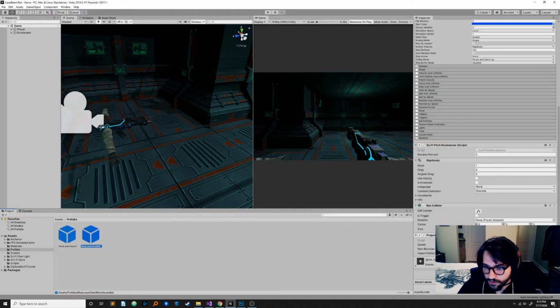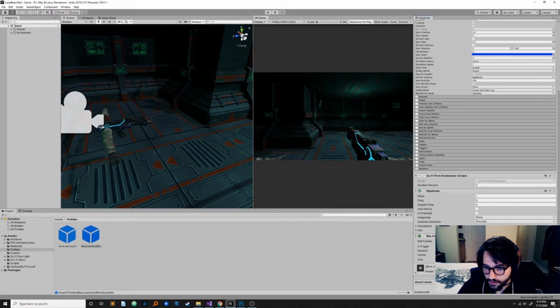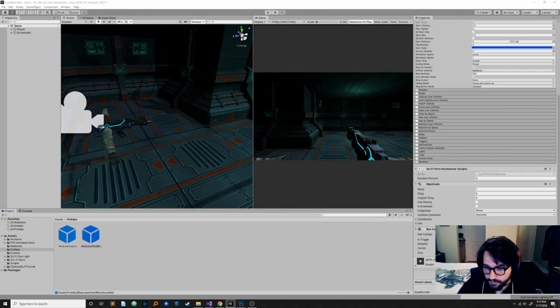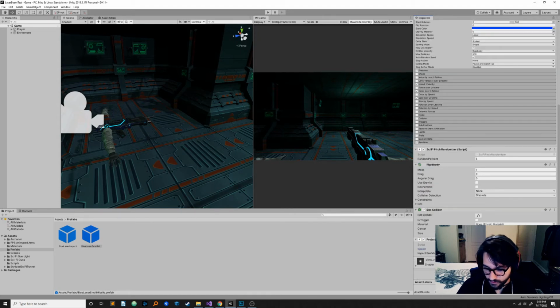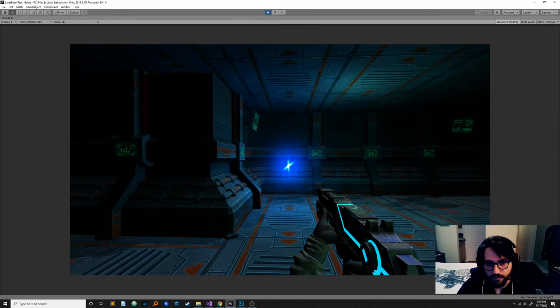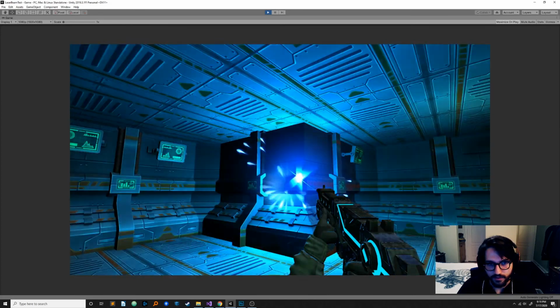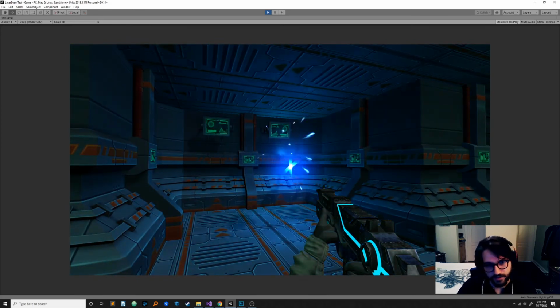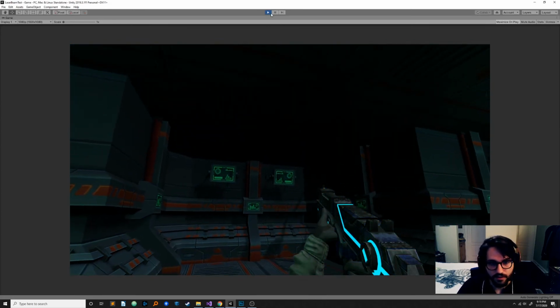Going to remove the projectile laser, and I'm going to add this basic projectile script, and I'll go over what the script is doing. So it's going to be our impact prefab. If I now play the game, I will end up with a laser that hits a wall and basically just explodes, doesn't bounce.